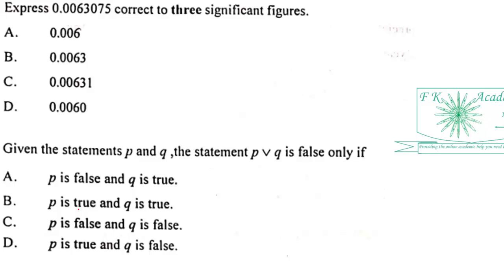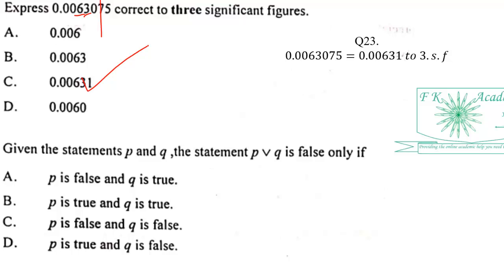Express 0.0063075 correct to three significant figures. To three significant figures, we start counting from 6, that is the first non-zero number, then 3, so 1, 2, the third one is on a 0, we round up, and that will give us 0.00631.